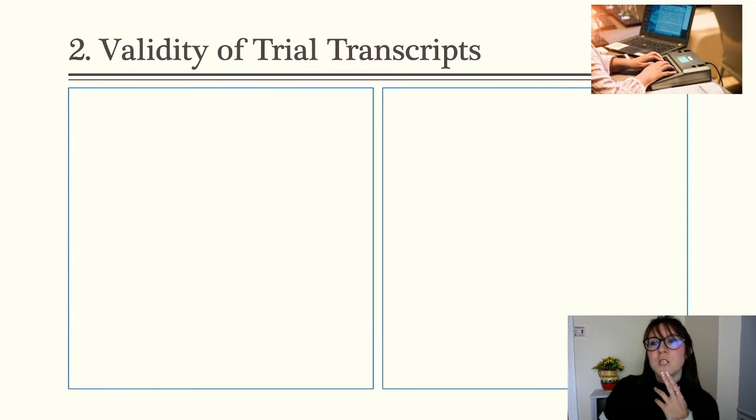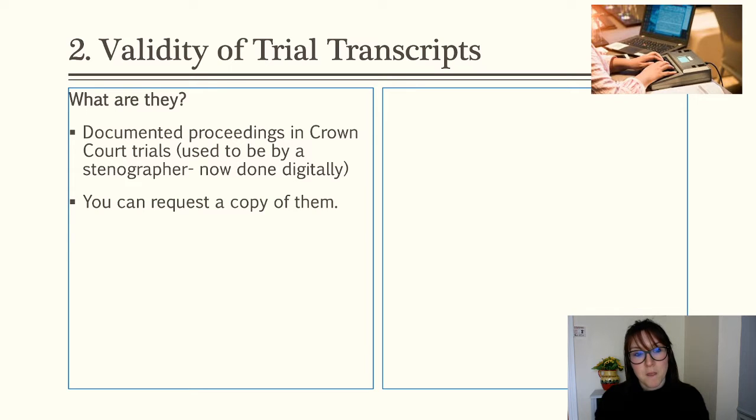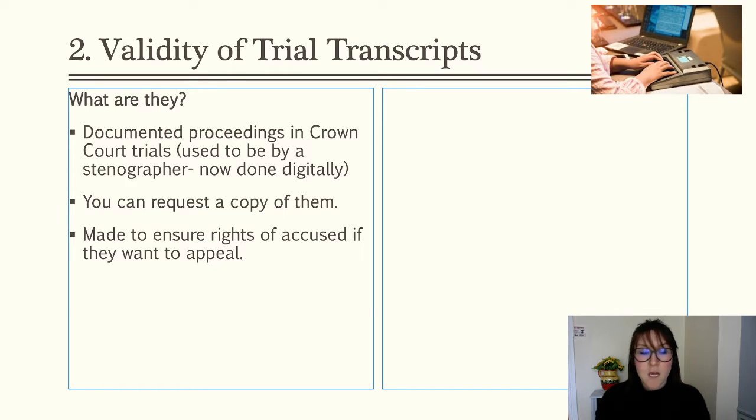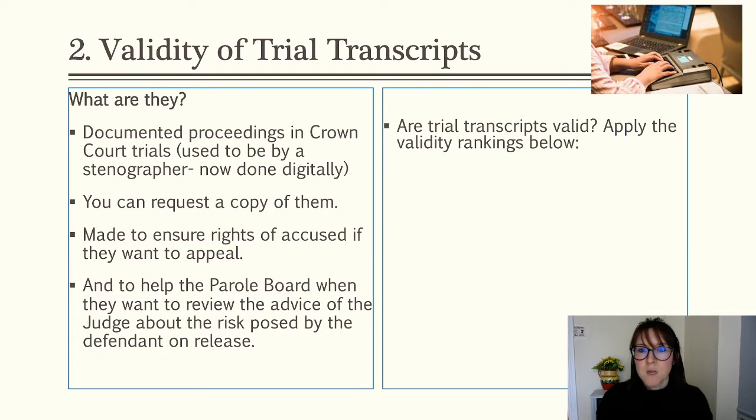Number two, then, the validity of trial transcripts. What are they? They are documented proceedings in Crown Court trials. It used to be a stenographer, so a typist, and now it's done digitally. You can request a copy. They are made to ensure rights of the accused if they want to appeal. They help the parole board when they want to review the advice of the judge about the risk posed by the defendant on release. So basically, it's the transcripts of everything that was said during the trial.